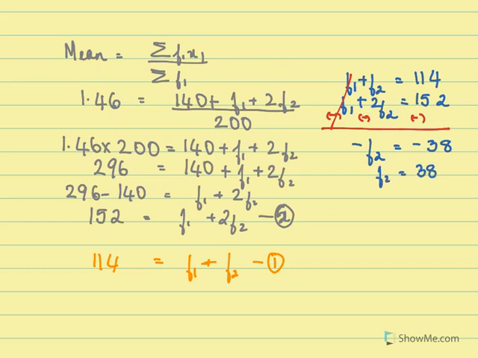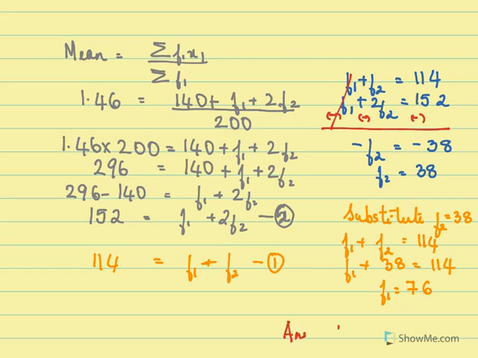To find F1, substitute F2 equal to 8 in the equation F1 plus F2 is 14. So F1 plus 8 equal to 14, and your F1 equal to 6. So for your answer, F1 equal to 6, F2 equal to 8.